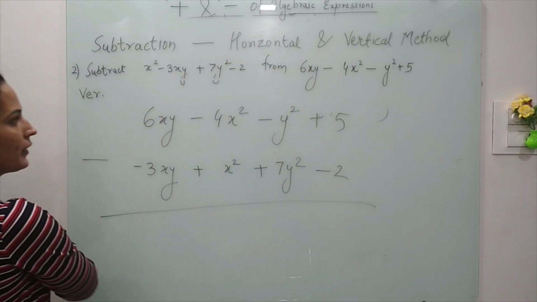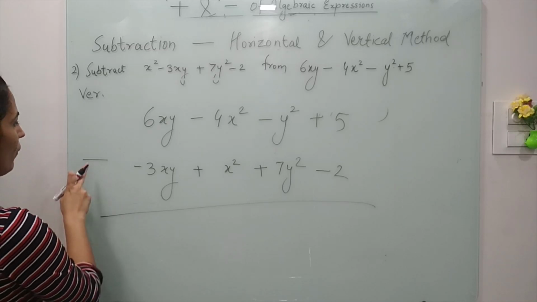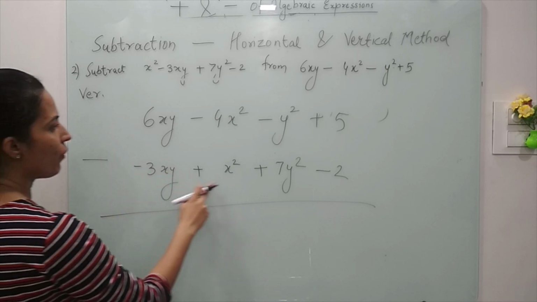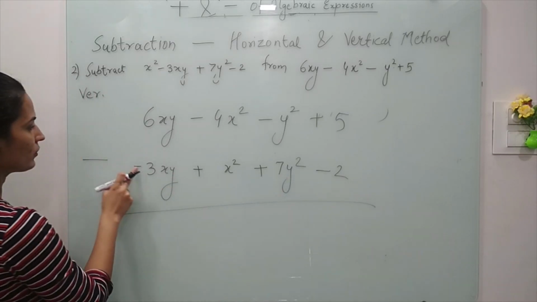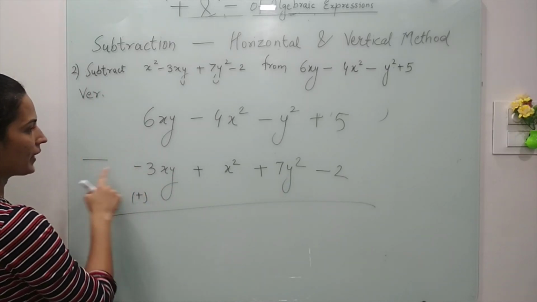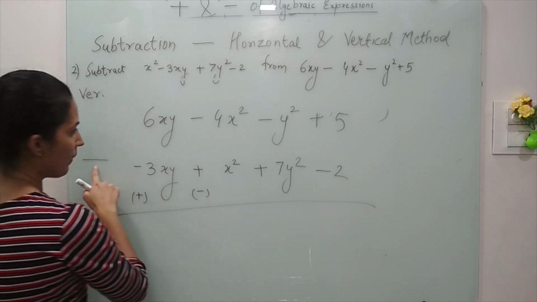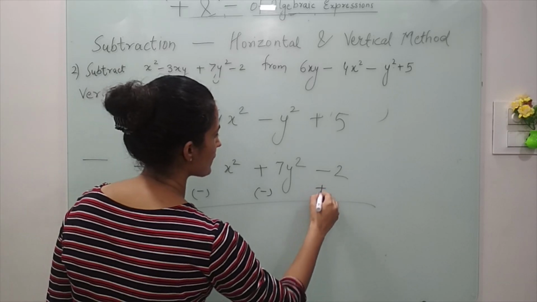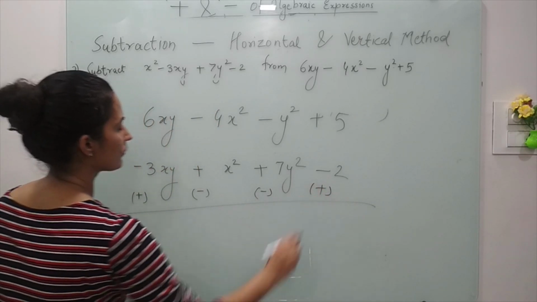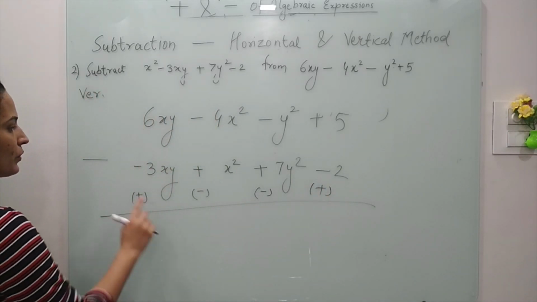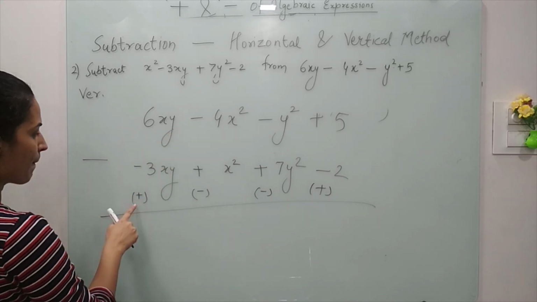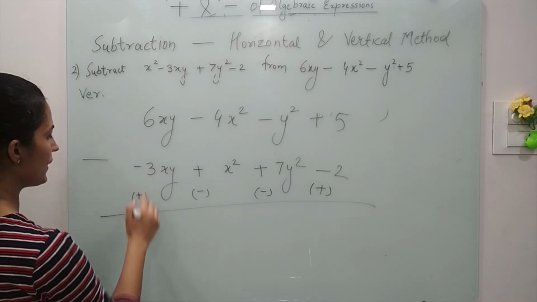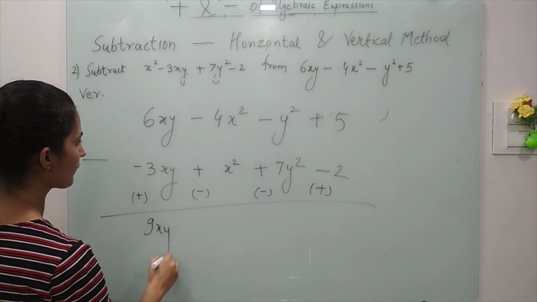So this is I have written in the vertical method. Now again, as I had explained in the previous example, the signs of all this will change. Minus into minus will become plus. Minus into plus will become minus. Minus into plus will become minus, and minus into minus will become plus. So this will be 6xy plus 3xy. So this will be equal to 6 plus 3, that is 9xy.